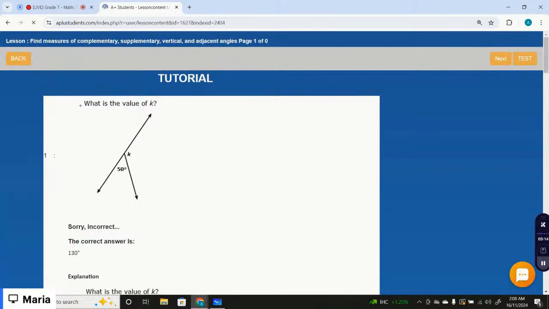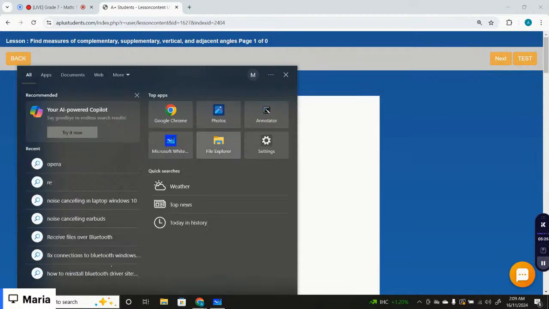What is the value of k? You need to find the value of k, right? So basically the sum of k and 50 degree equals 180 degree, right? Together they have supplementary angles.